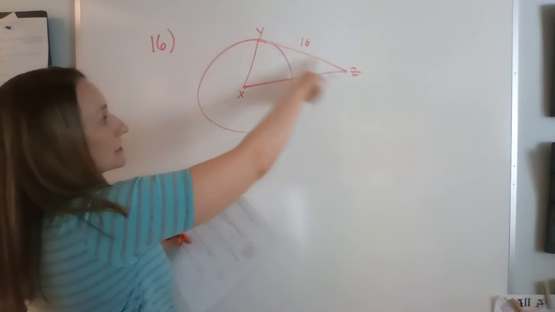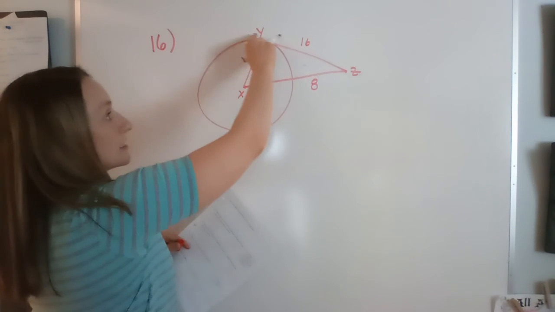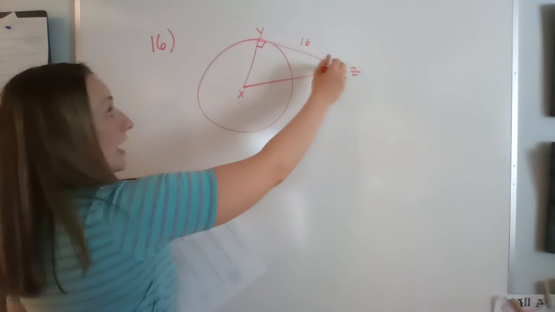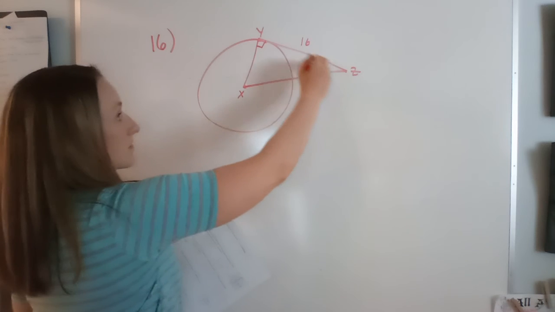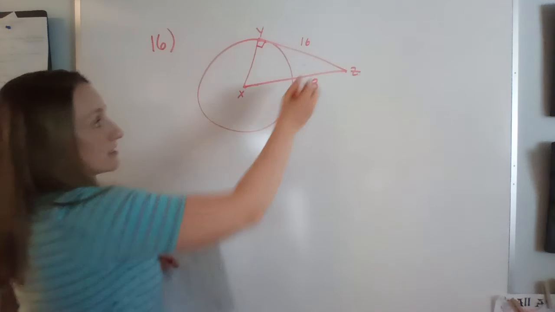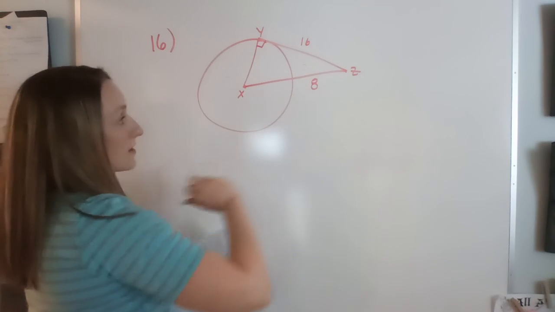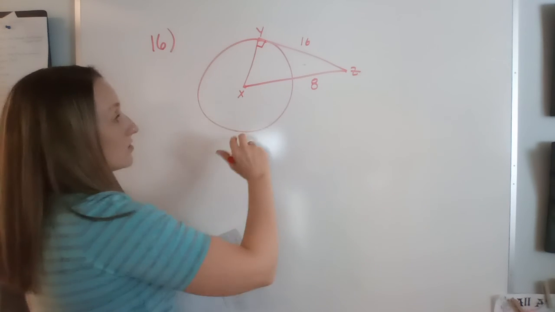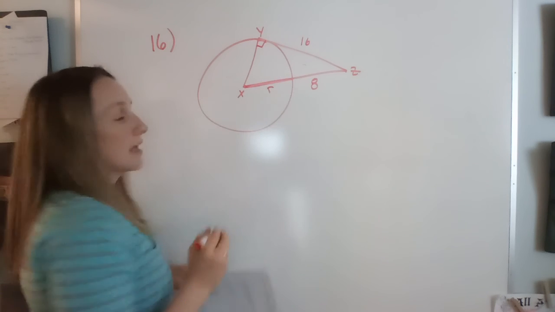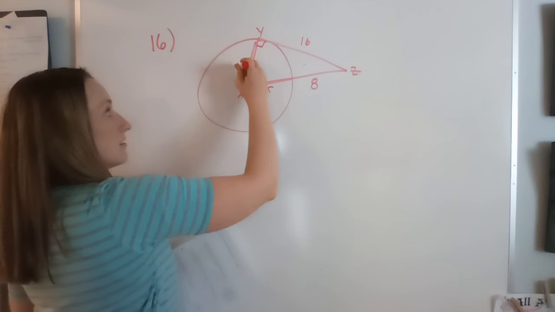Since YZ is tangent and XY is a radius, whenever your radius and your tangent meet at the point of tangency, I know they're perpendicular. Okay? So what I have here is a right triangle. Now, typically I'd be like, oh, let's just jump right into Pythagorean theorem. But the problem is I don't really know the whole length of the hypotenuse. But let's label this radius R. If I label that radius R, can I also label this radius R?